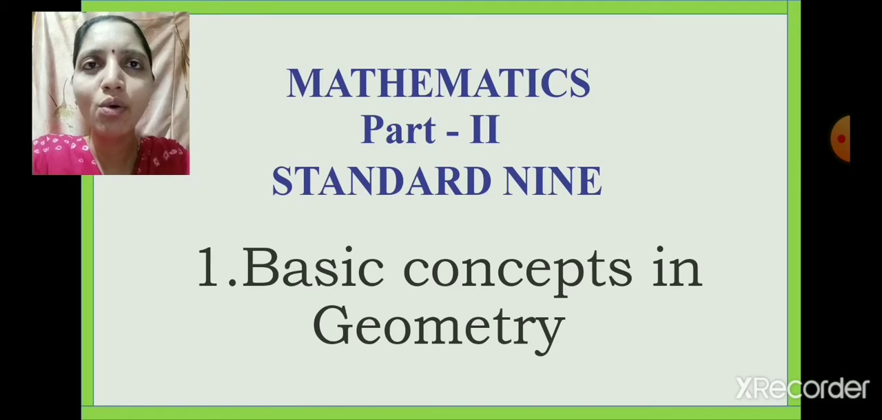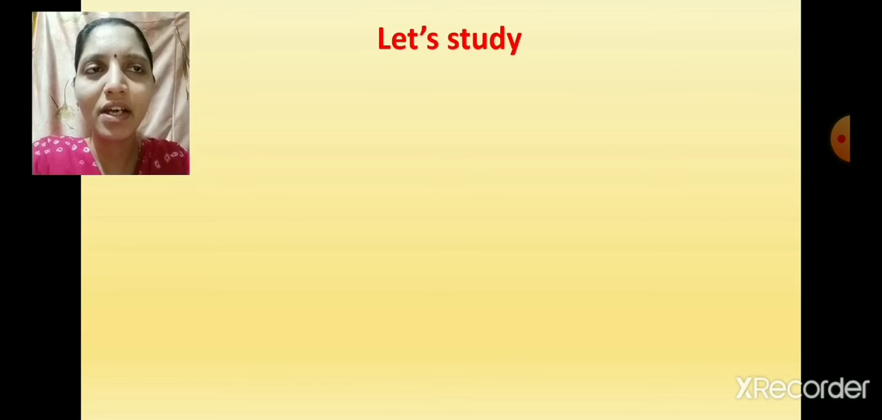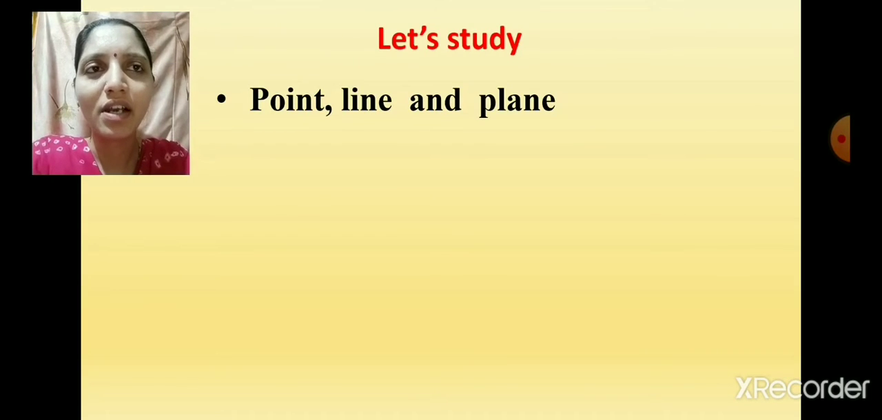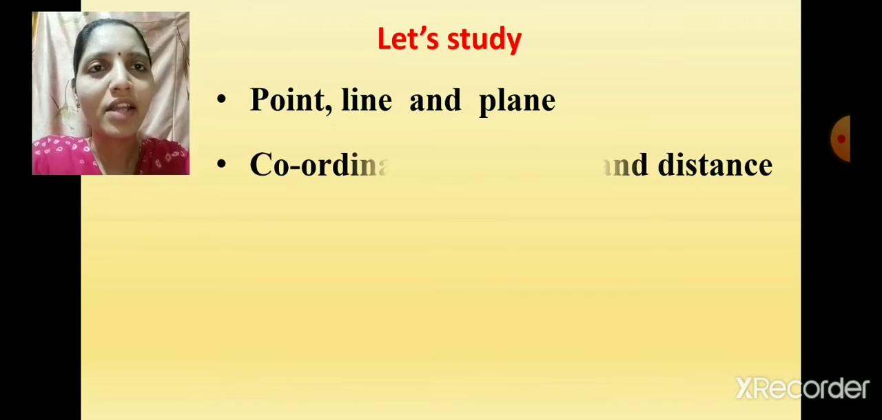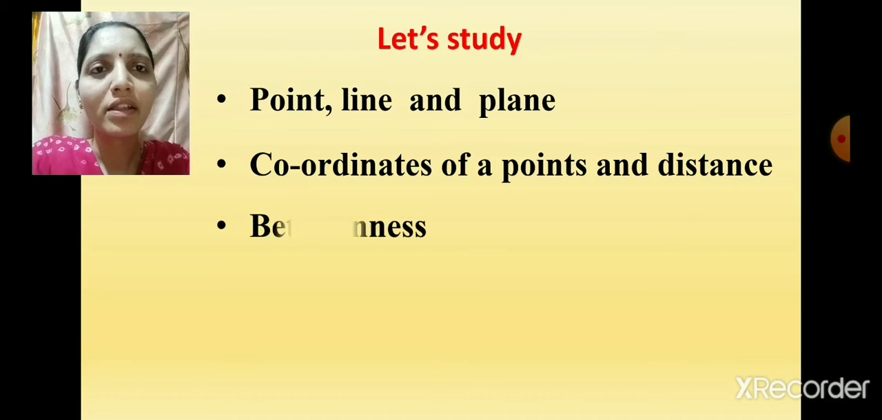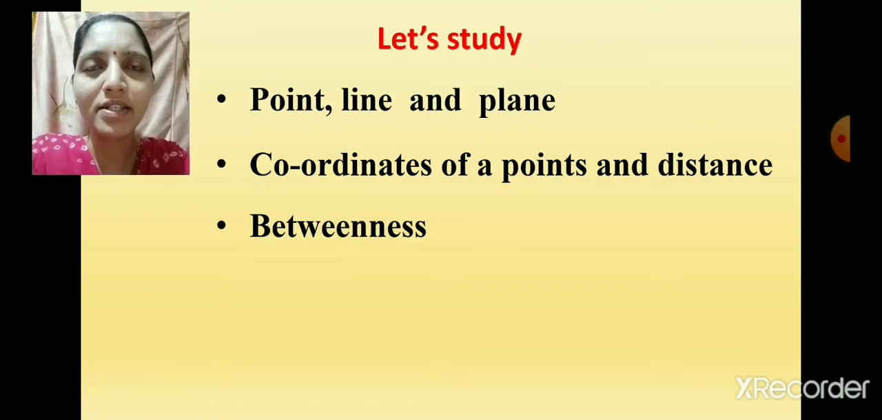As you all know, we have started with the revision of the first lesson, Basic Concepts in Geometry. In the previous session, we have learned some basic concepts like point, line and plane. Then we learned coordinates of a point and how to find the distance between any two points. Then we have learned the betweenness. We have also solved some problems from practice set 1.1 and practice set 1.2.